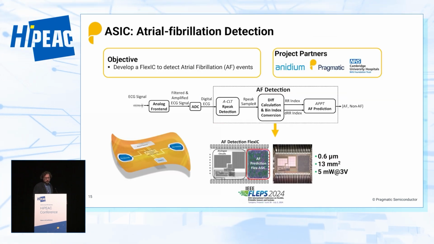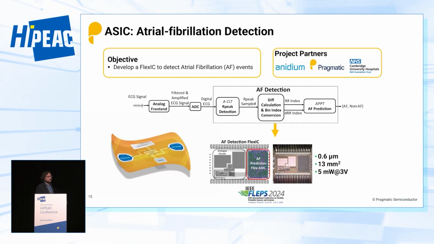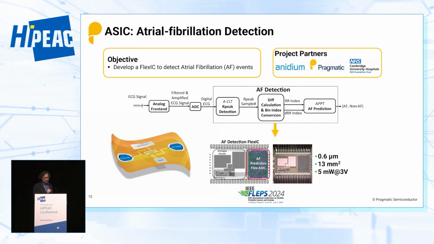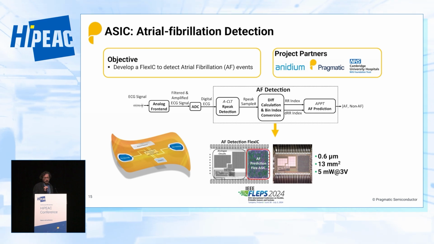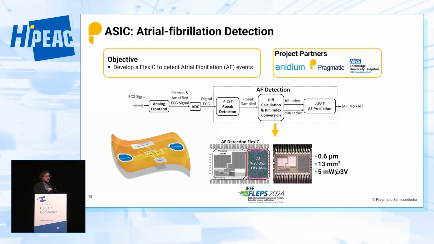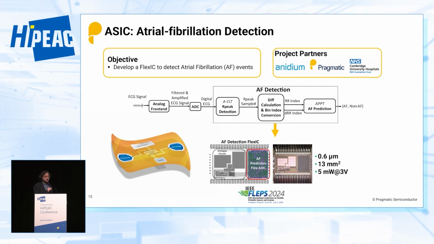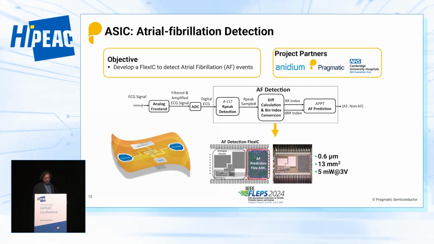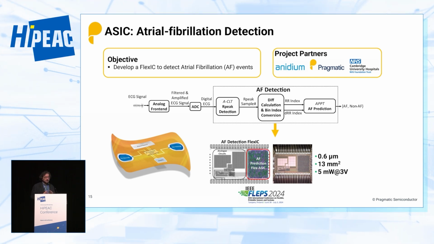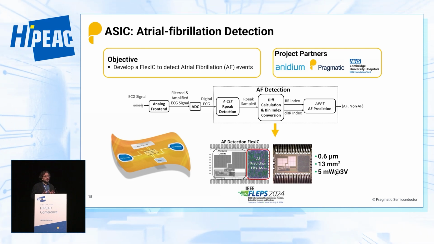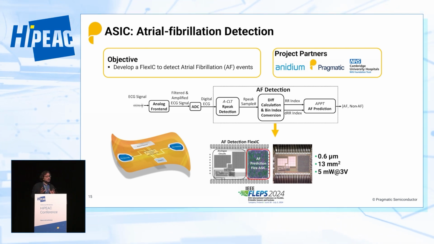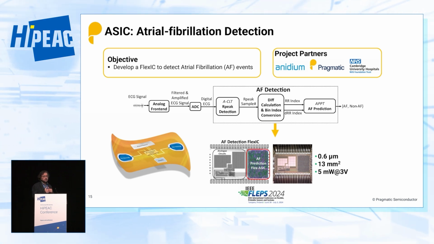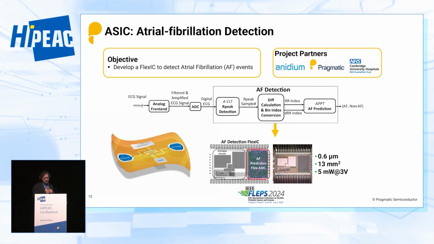Moving on to the last example from the domain-specific processing elements: an ASIC implementation for another healthcare application. This detects atrial fibrillation. This is not ML. The algorithm is implemented for detecting AF, and we just translate this to an ASIC implementation.